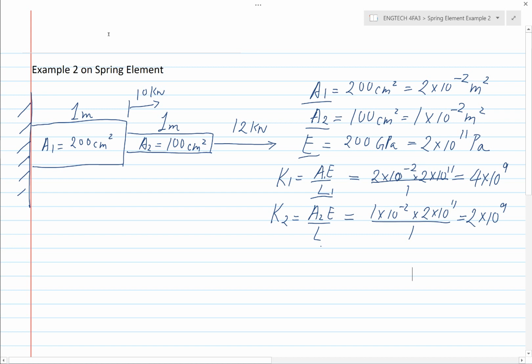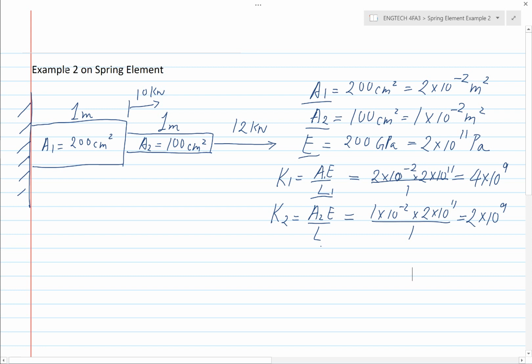Hi, the best way to learn something is to do more problems. So we're going to have example 2 on spring elements. Please look at the figure here. We have two rods linked together, but they have different cross-section area. They have the same length, and both nodes are applied with force.